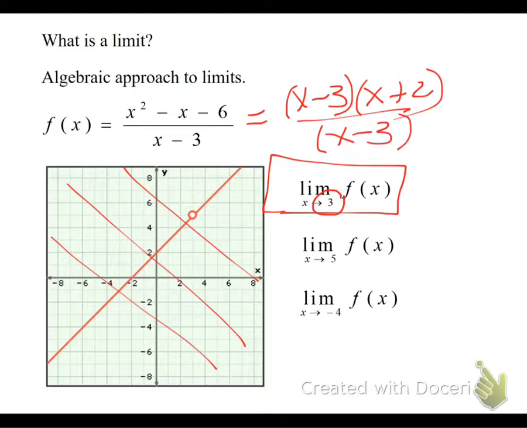The x minus 3's cancel. And now I'm going to take this x coordinate of 3 and plug it in, and the value of my limit is 3 plus 2, or 5. Graphically, remember that meant there's a hole at 5.